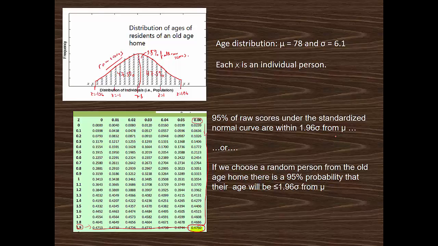Okay. Now we're going to change that statement just a little bit. If we choose a random person from the old age home, there's a 95% chance that their age will be less than or equal to 1.96 standard deviations from mu.